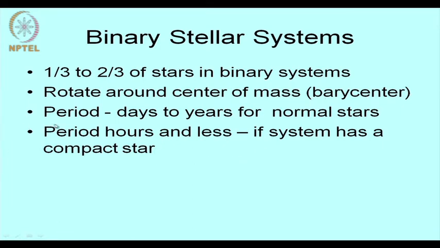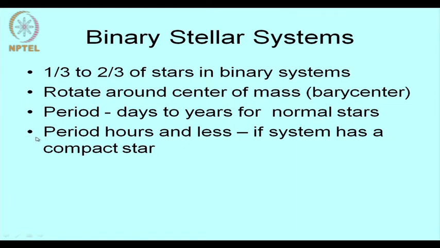The periods could be from days to years for normal stars. So, normal stars are stars that look like our Sun, maybe somewhat larger, somewhat smaller. They all burn hydrogen. This is something that we shall discuss in much more detail later.